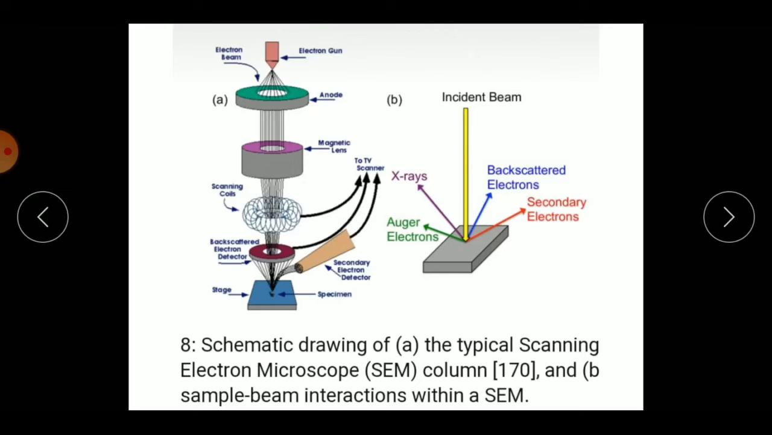When that incident electron beam strikes the specimen, it will either form Auger electrons, X-rays, backscattered electrons, or secondary electrons. When all these are formed, the detectors that are present here and here will collect all these X-rays, backscattered electrons, and secondary electrons, and then convert them to a signal that is sent to a screen similar to a television screen, that is a TV scanner. This will produce a final image, and that image will be displayed on the photographic records of a screen. So this is about the working of the scanning electron microscopy for the characterization of nanomaterials or nanoparticles.